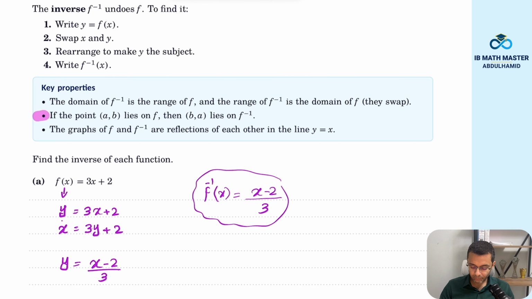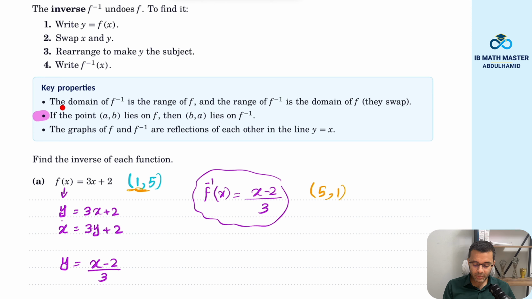To clarify it, for example, in the original function, I will replace x by 1. If you replace x by 1, you will have 3 times 1, 3, plus 2, 5. So I get 5. Now let's try the inverse. Let's replace x by 5. If you replace x here by 5, you will have 5 minus 2, which is 3. 3 divided by 3, 1. As you see, the point is really inverted. It was (1, 5), and now it is (5, 1). This is what we mean by this.